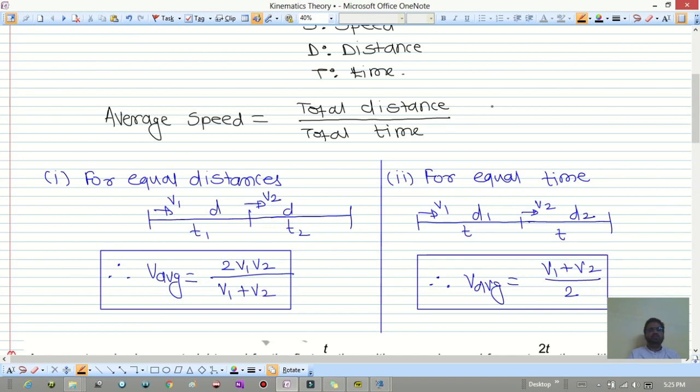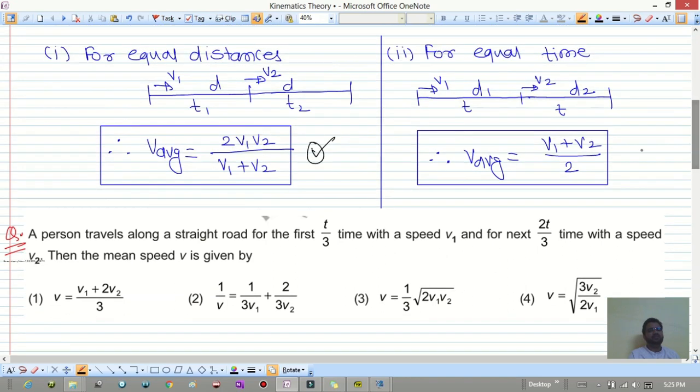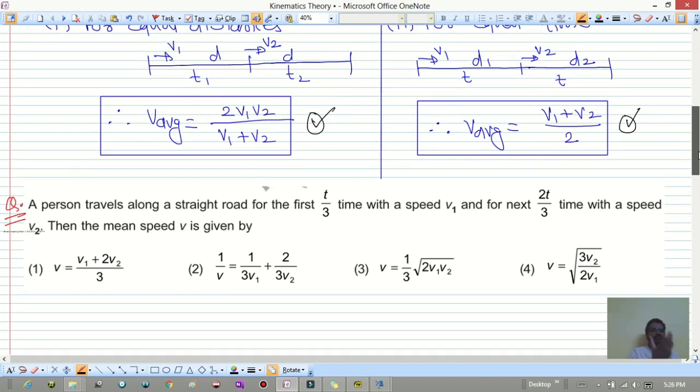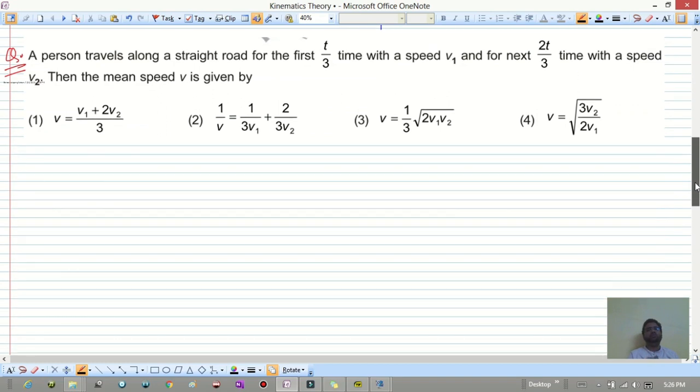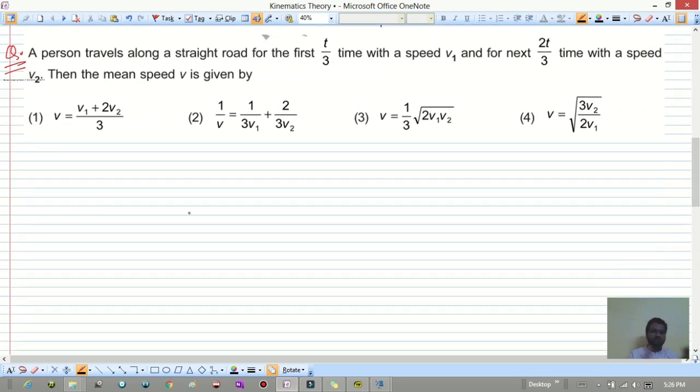So average speed is total distance by total time. Over here, for equal distances, what is the average speed? The average speed formula is V average equals 2v1v2 by v1 plus v2 for equal distances, and the average speed formula for equal time is v1 plus v2 divided by 2. But if they give other than equal distance and equal time, how to solve? So see here, you have to go with the basics, nothing else.